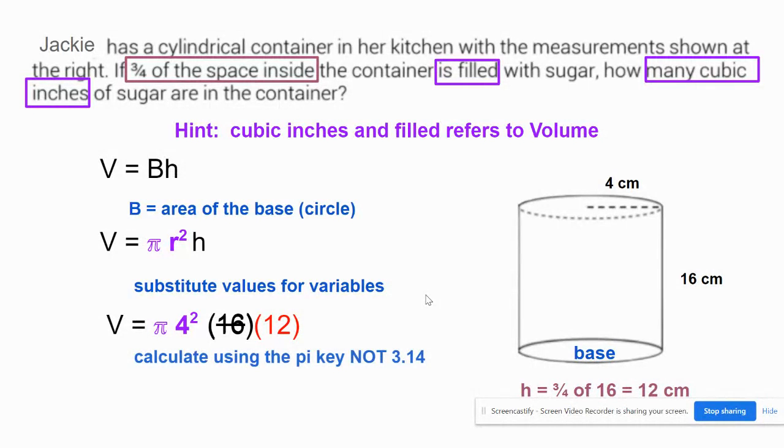Now I'm ready to calculate using the pi key, not 3.14. And I get a volume of 603.19 cubic centimeters filled with sugar.